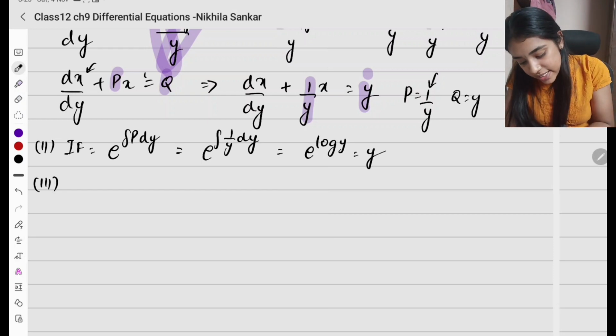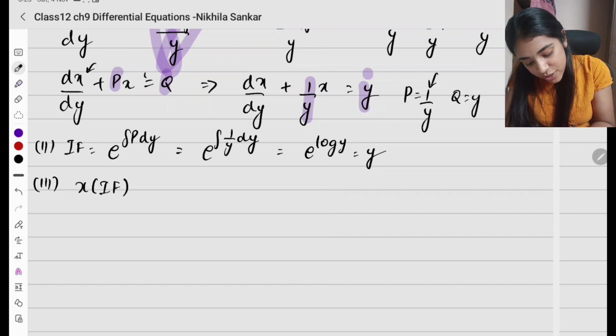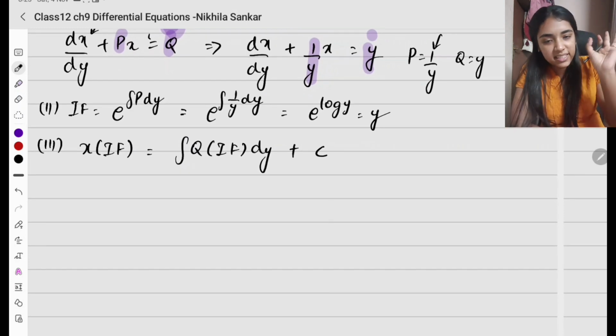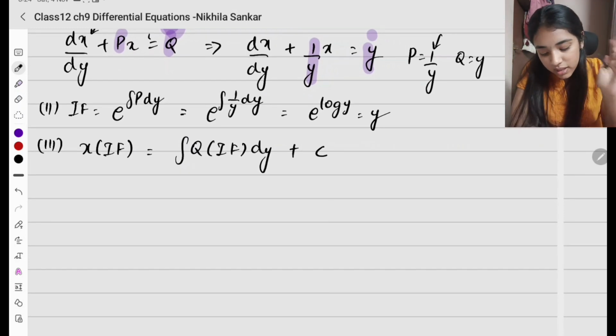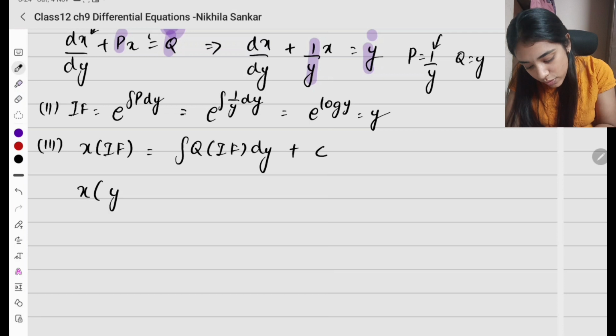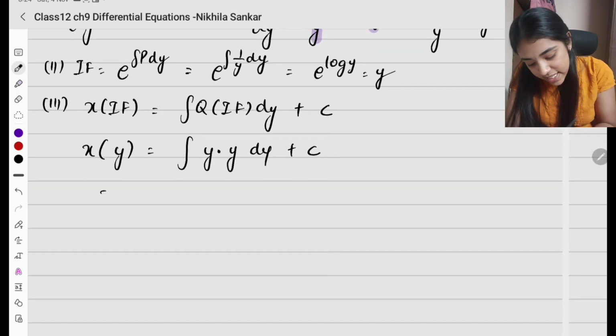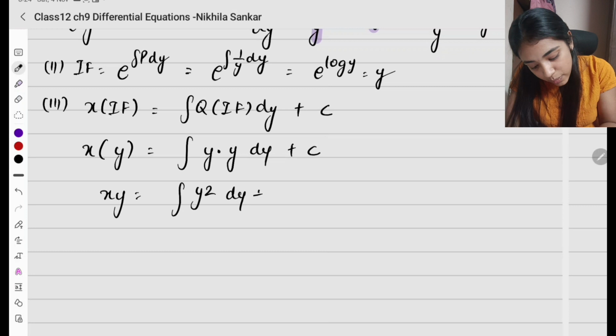simply y. Third step, x times integration factor equals integral q into integration factor times dy plus c. Our usual is dx, but since dx by dy comes here, we integrate with dy. x into y equals q, what came? y times integration factor y dy plus c. Easy sum. xy equals integration y square dy plus c.